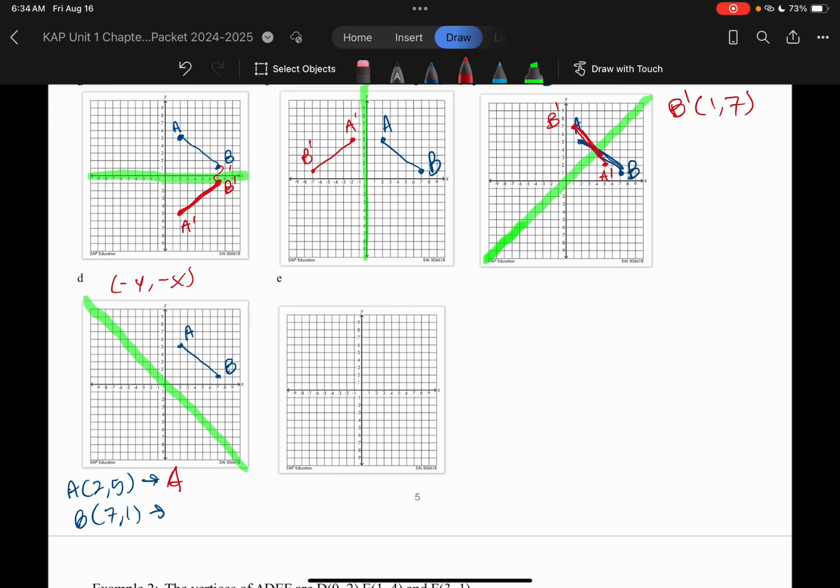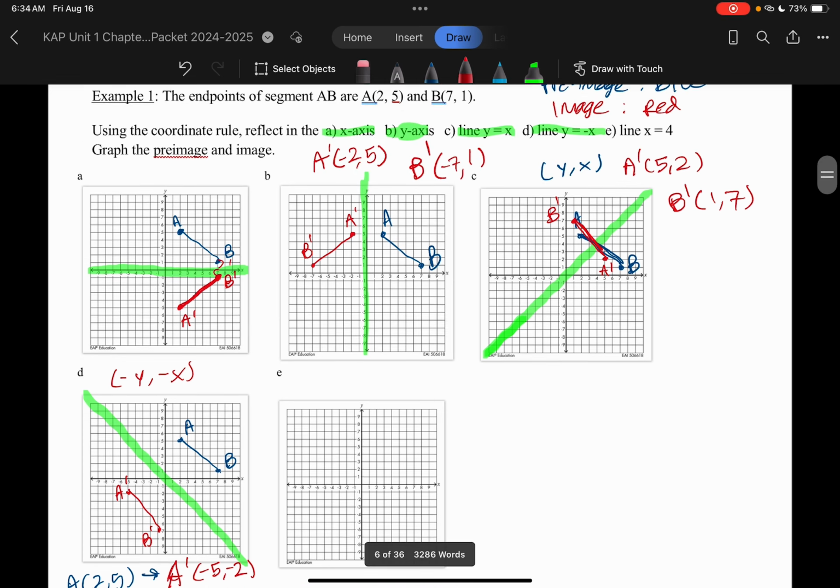So this will be A prime. Swapping the x and y coordinates, we get 5 comma 2, and then you swap the signs so they both become negative. So negative 5 comma negative 2 is A prime. Similarly here for B, to get B prime, we're going to swap the x and y coordinates, getting 1 comma 7, and flip the signs. So we got negative 1 comma negative 7 here. All right, so my lines aren't super perfect, but again, we still should see that mirroring effect happening here.